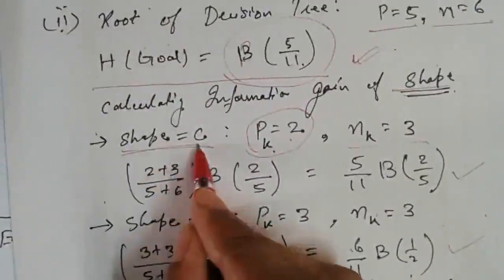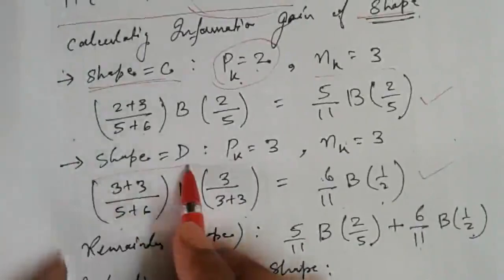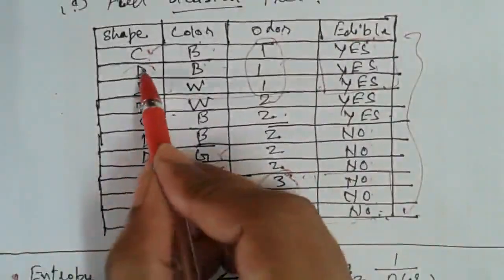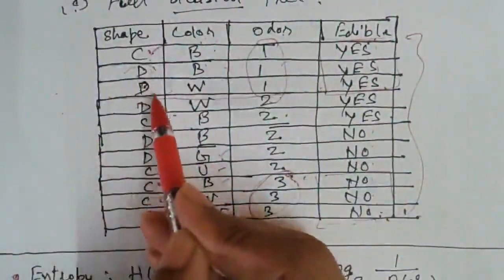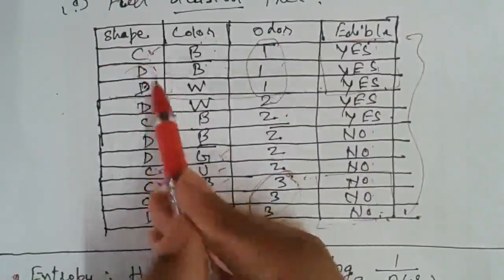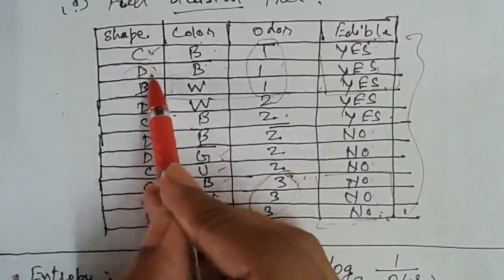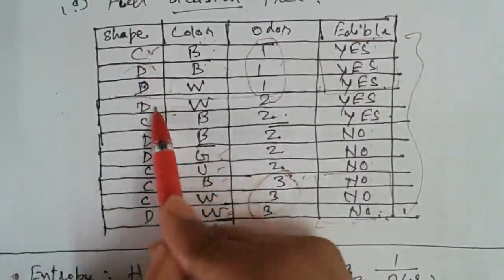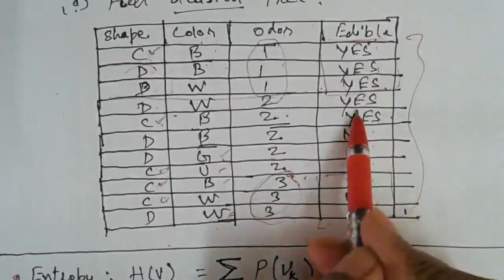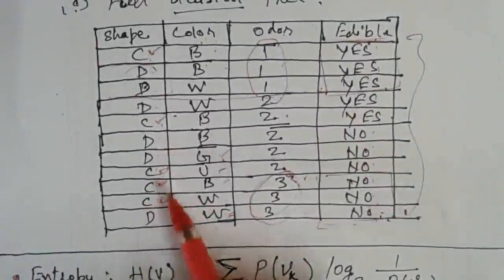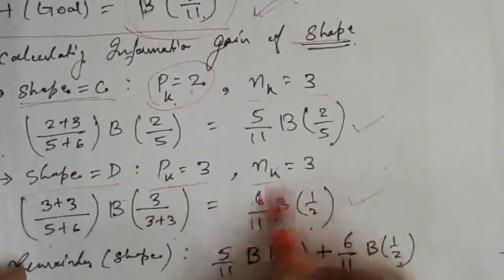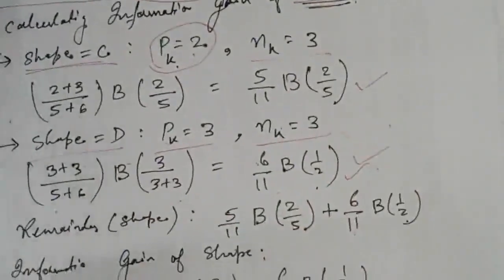We have decided shape is equal to C. Now we have decided shape is equal to D. Now the C portion is excluded and we include only the D portion of the table based on this value. So again we count D, here is 3D, so we have Pk equal to 3 in the yes region, and in the no region we have again 3. So we have Pk is equal to 3 and Nk is equal to 3, right. So we have again information calculated.